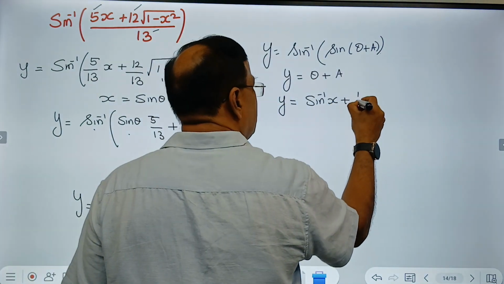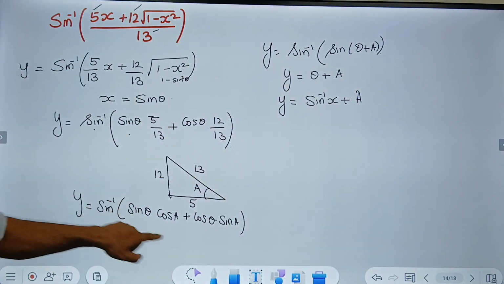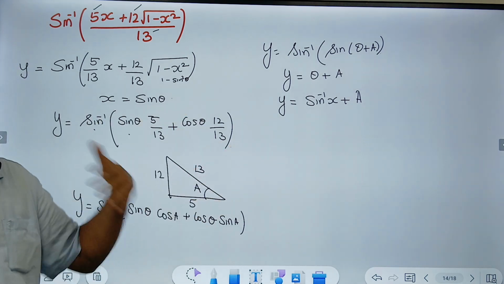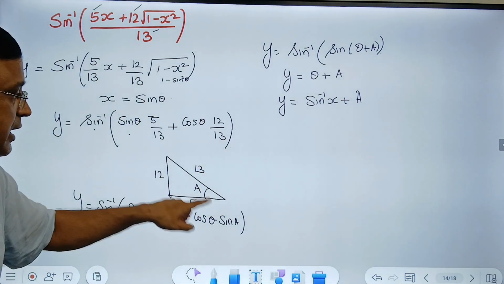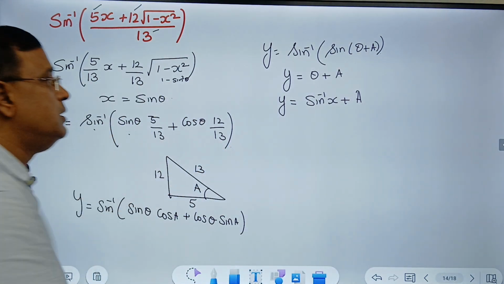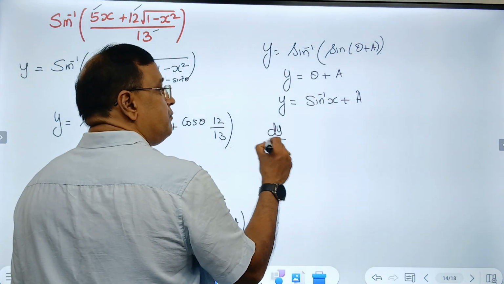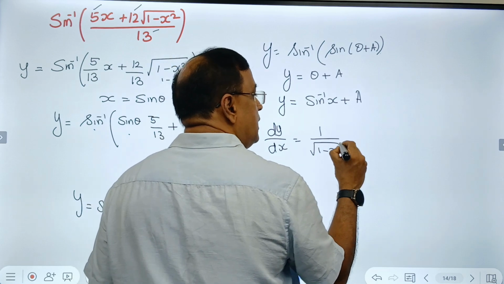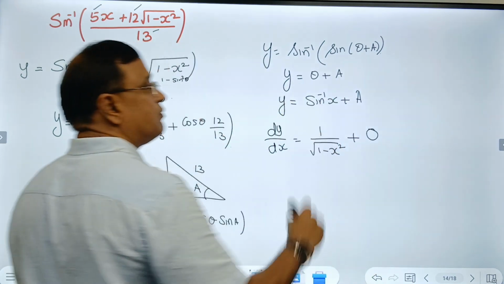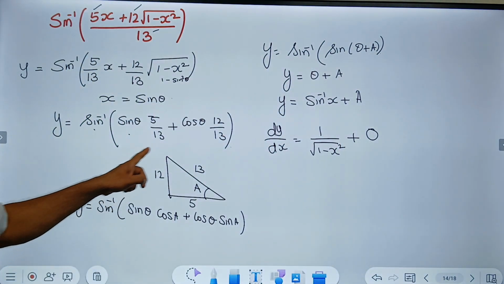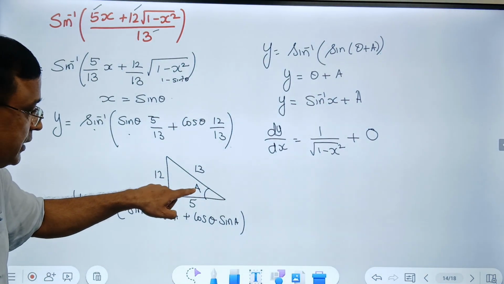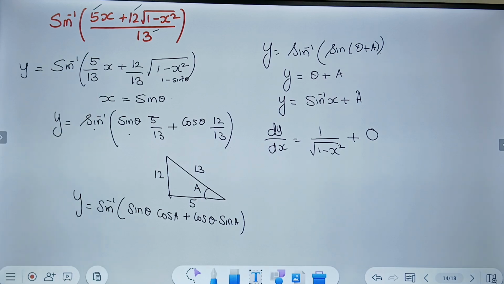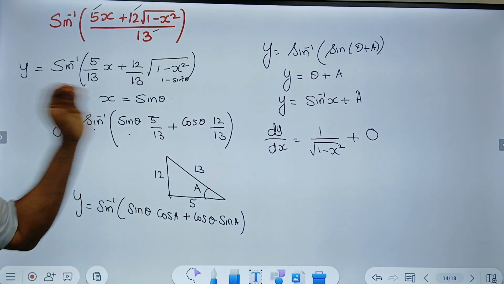A I don't care about because A is connected with constants. So A is a constant. So whether I take it as sine A or cos A or tan A doesn't matter, because A is a constant, because it's a right angle triangle with constant numbers. So dy by dx will be, differentiation of sine inverse of x is 1 by root of 1 minus x square, and as you know, A is a constant, so differentiation of constant is 0. I hope you understand why it is a constant, because this A is associated with numbers 12, 13 and 5, which are constants. So A is a constant. It's a very, very important type of question.